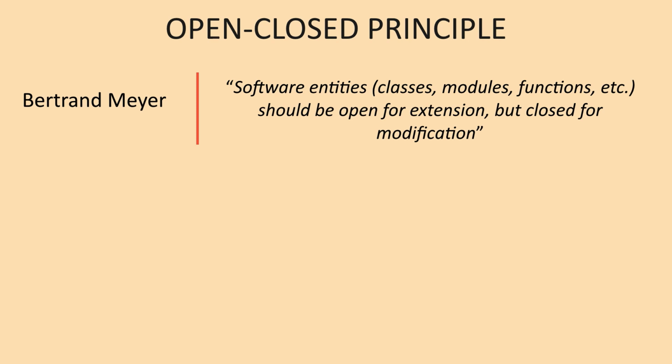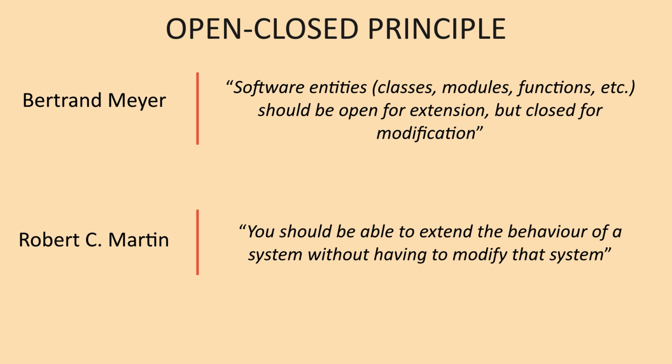Later, Robert C. Martin provided an improved definition which is suitable for modern software development. He says you should be able to extend the behavior of a system without having to modify that system. Let's try to understand this in detail. How can software be open for extension and closed for modification? After all, if we want to add a new functionality or change an existing functionality, we need to change the code. So, what is this principle actually talking about then?